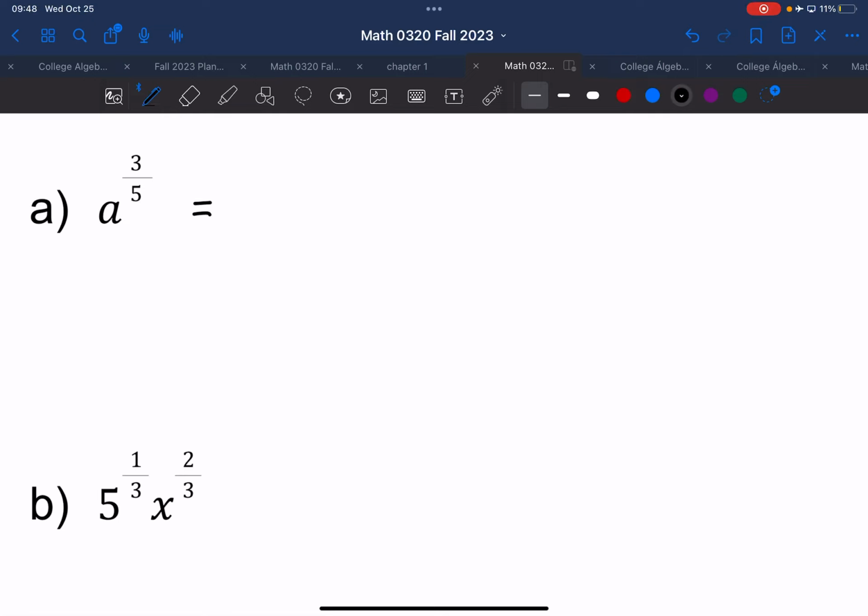So how could we rewrite a to the power of 3/5? Good. The 5th root of a, because whatever's on the denominator goes to the root, and then the whole thing cubed. Can we simplify that? No, because we don't know what a is. Okay, so this is our answer.